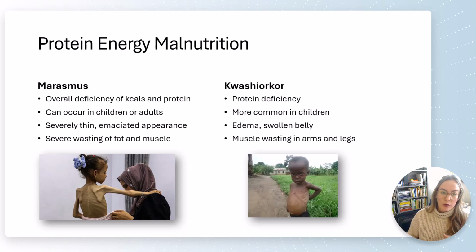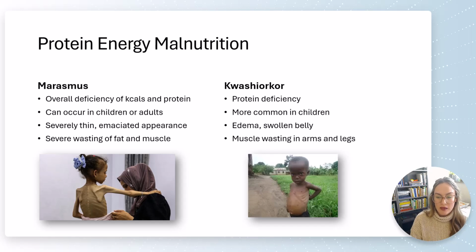With kwashiorkor, we might still be getting enough calories for growth and development, but those calories don't contain enough protein. So we're getting enough carbs. We may or may not be getting enough fat, but we're not getting enough protein. This one is more common in children, especially in regions where diets are primarily made up of grain products. So what this leads to is similar muscle wasting in the arms and legs.